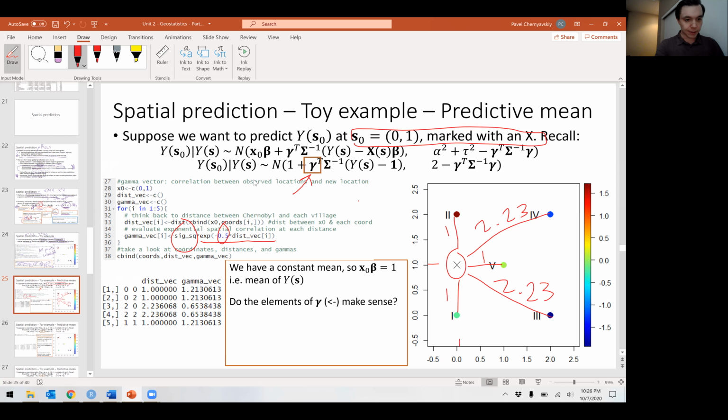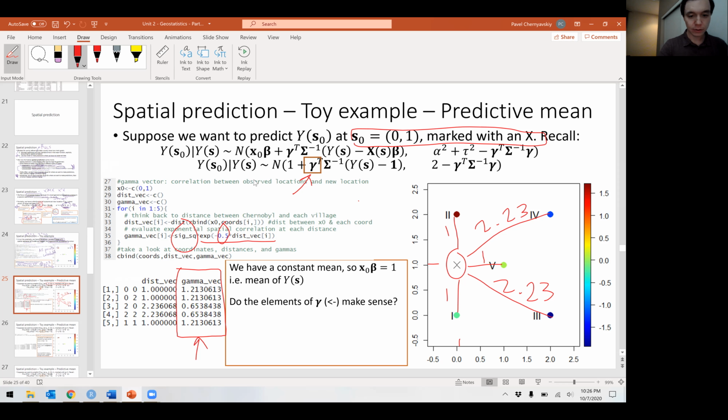So here is my distance vector. It's the distance between all 5 of my observed locations and x. And I feed those distances through my exponential correlation function with a range parameter of 0.5 scaled by sigma squared, and I get this. So do these elements make sense? The bigger the element, the greater the influence.